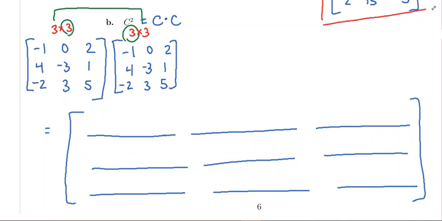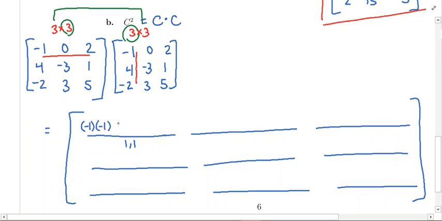Here we go. I'm going to do what I did in the last one, I'm just going to underline. We're going to start with the first row, first column. My dot product is going to be -1 times -1 plus 0 times 4 plus 2 times -2. Moving on to the first row, second column. Now we're doing the dot product of still the first row, but now the second column. So we will get -1 times 0 plus 0 times -3 plus 2 times 3.